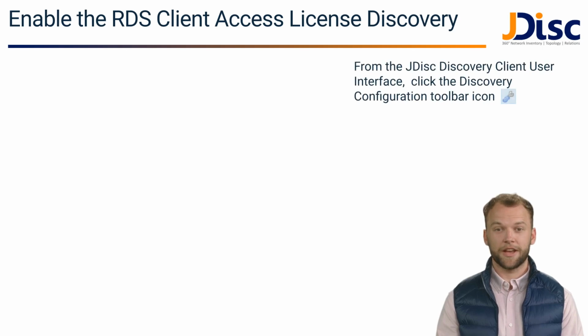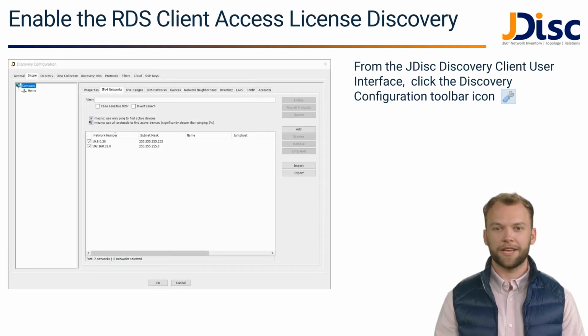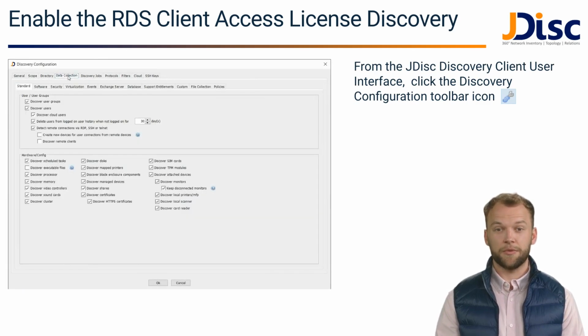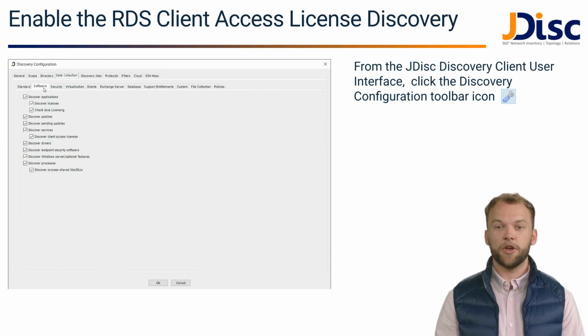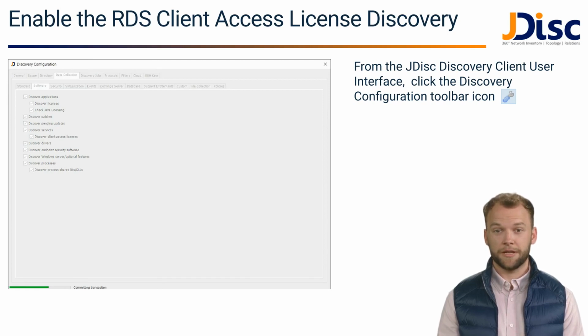From the JDisc Discovery Client User Interface, click the Discovery Configuration toolbar icon. This will bring up the Discovery Configuration dialog box. There you navigate to the Data Collection, Software tab and tick the Discovery Client Access Licenses checkbox if it is not already enabled. You can now switch to the new JDisc Discovery Web UI for the next steps.